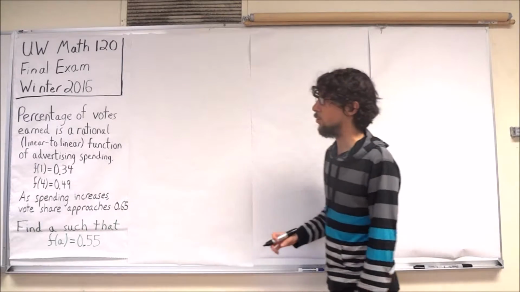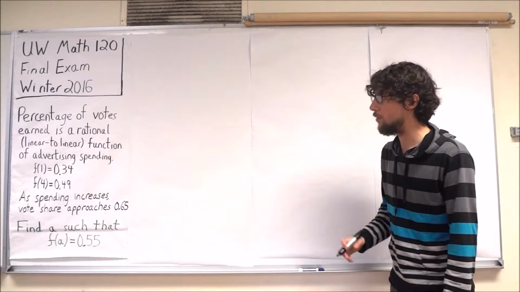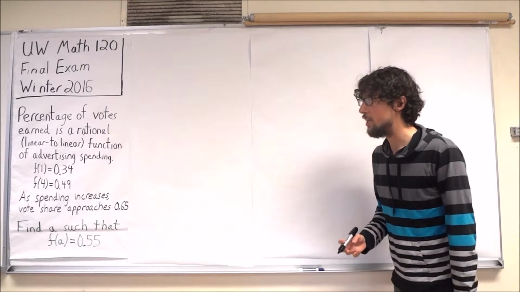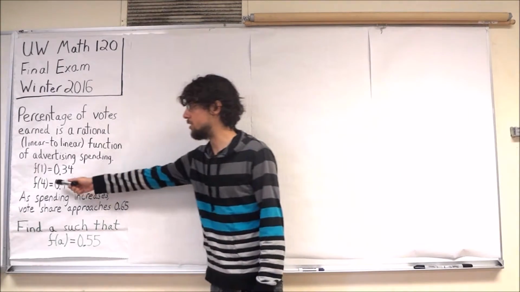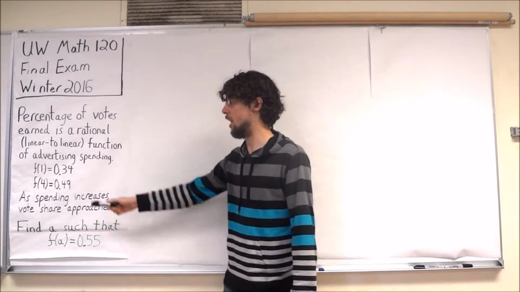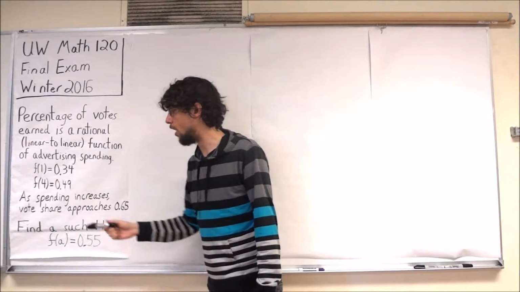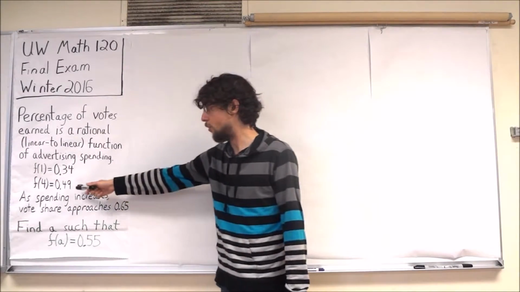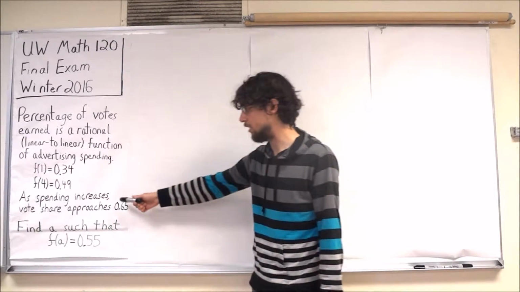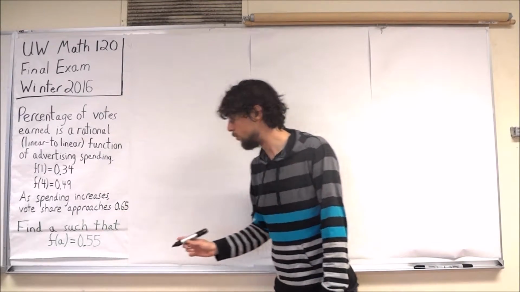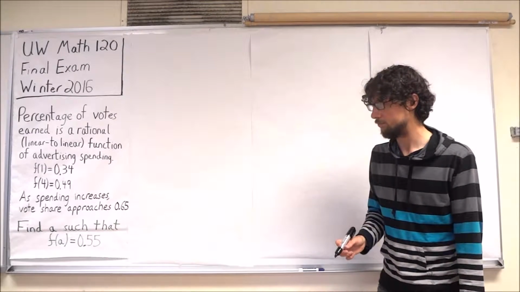In particular, we're asked to consider Frank, who's running for office, and his percentage of the votes earned is a function of his advertising spending. If Frank spends $1 million on advertising, he'll earn 34% of the vote. If he spends $4 million, he'll earn 49% of the vote. And we're given that as spending increases, his vote share will approach, but never quite reach, 65%.